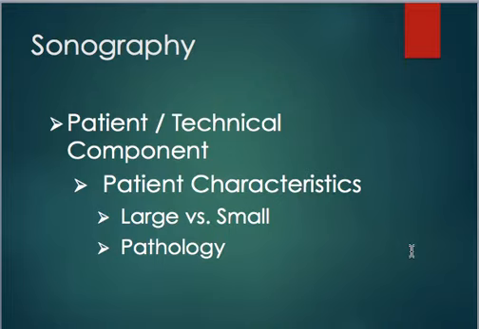Patient technical components. So again, patient characteristics. Patients can be large or small. They come in all shapes and sizes, right? So it is going to be easier to visualize most anatomy on a patient who is smaller. The more adipose tissue a patient has, the harder it is to visualize things, and the less detail and quality of images that you have. Pathology is going to affect some things. If patients are in pain, or if they have things going on, it's going to make it a little bit harder to image.